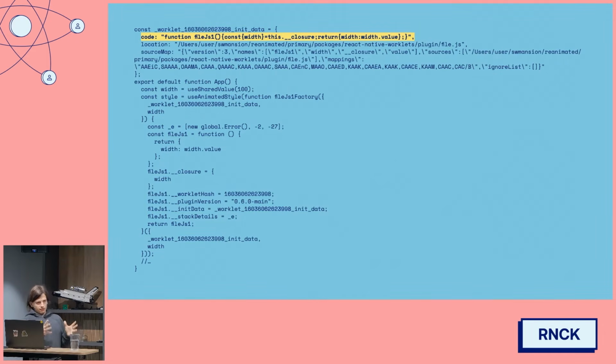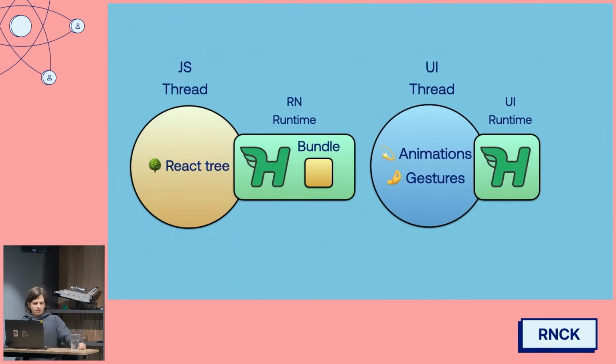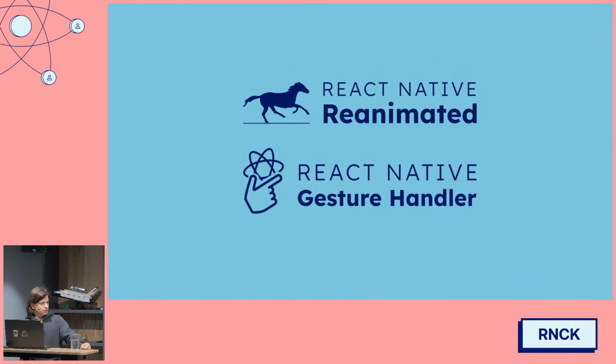Because we cannot move a function between runtimes, but we can move a string. And if we can move a string to another runtime, we can then evaluate it there and run it. And this is how we can do anything on the UI runtime from the React Native runtime with worklets. And this is how Reanimated and Gesture Handler have been doing this for years, and this is why they are so popular and effective.